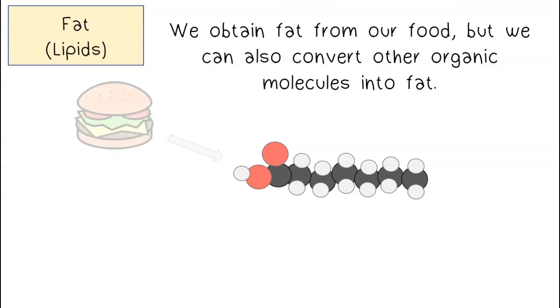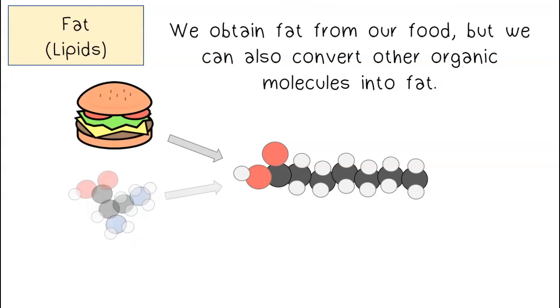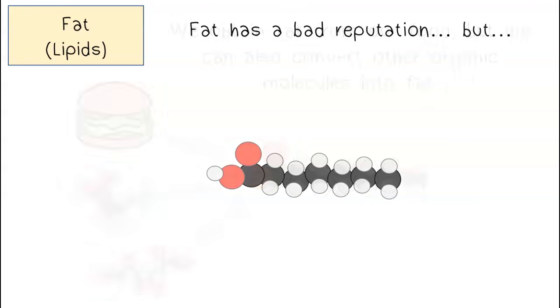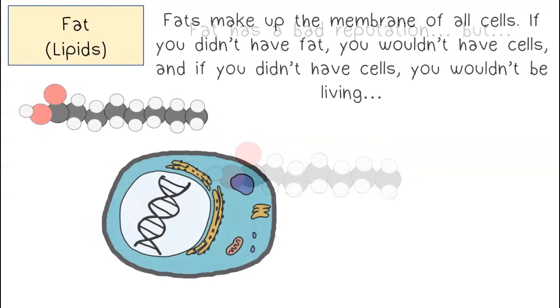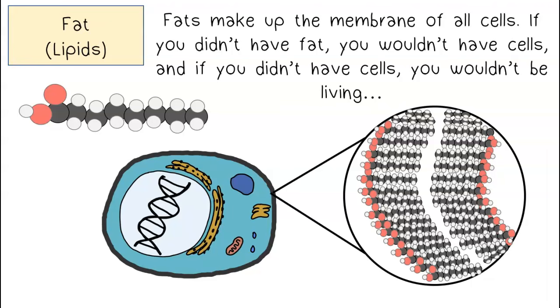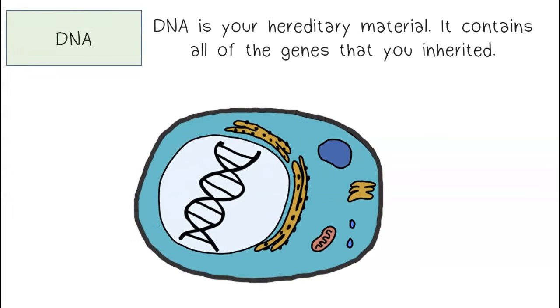We obtain fat from our food, but we can also convert other organic molecules into fat. Fat has a bad reputation, but fats make up the membrane of all cells. If you didn't have fat, you wouldn't have cells. And if you didn't have cells, you wouldn't be living. Which brings us to our last organic biomolecule, DNA.